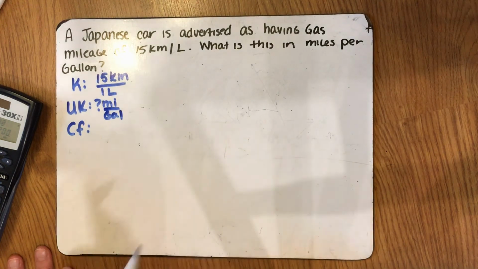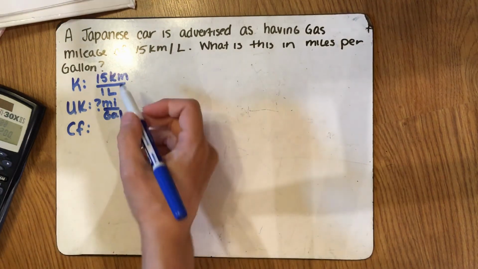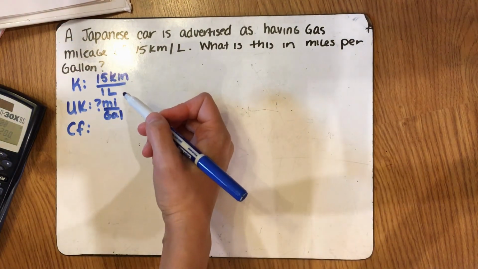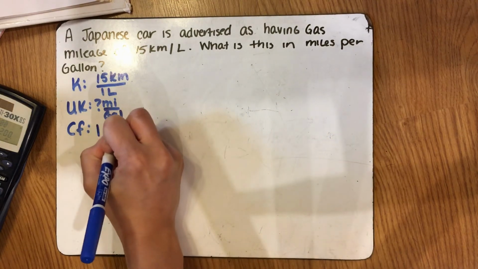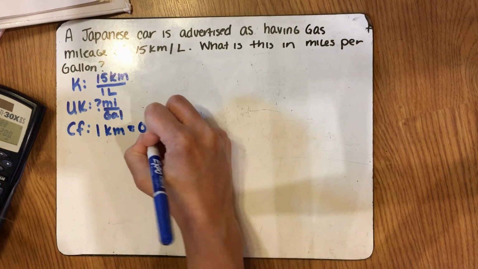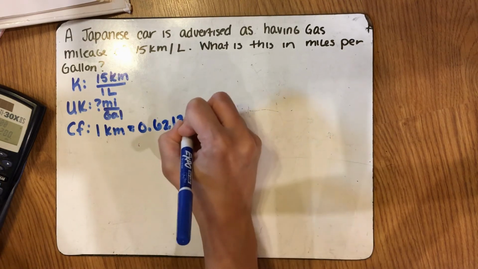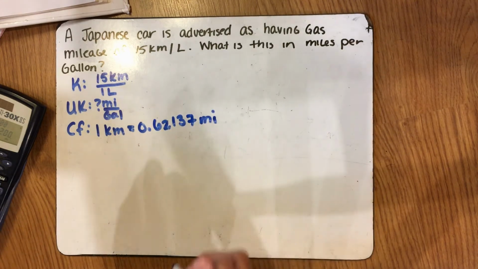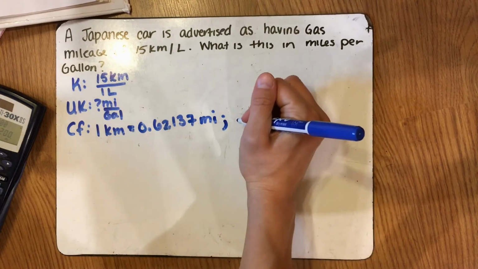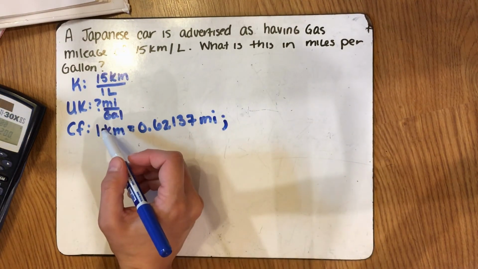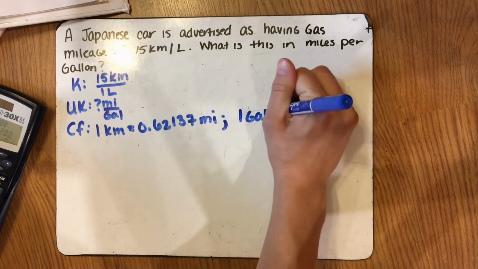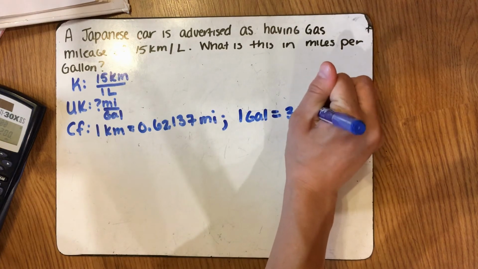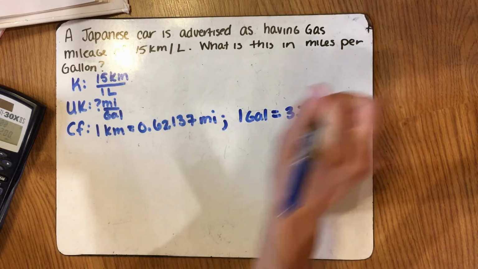And our conversion factor, well, we're going to need several of them this time. So we need a conversion factor that takes us from kilometers to miles. So I look in the back of the book and I find that 1 kilometer is equal to 0.62137 miles. And I look for liters and gallons, and I find that 1 gallon equals 3.7854 liters.